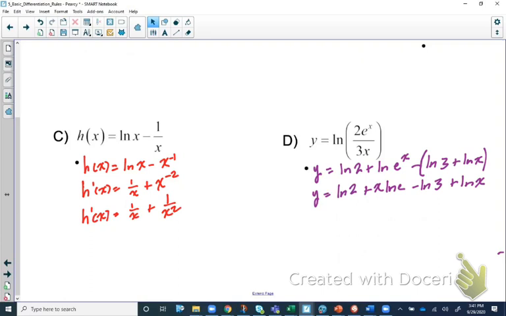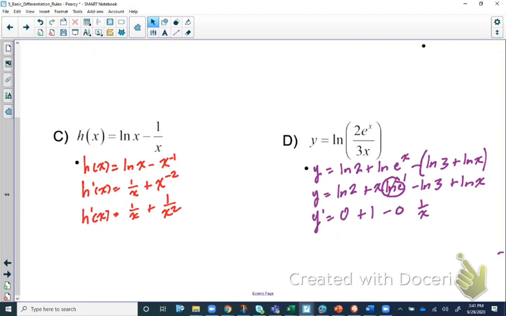The natural log of 2, if I try to take the derivative of that, that's a constant, so the natural log of 2 is going to have a derivative of 0. So y prime, the derivative here is 0. Natural log of e simplifies to be a 1, so the derivative of the x is going to be a 1. The derivative of natural log of 3, again, that's a constant, so that's a 0. And the natural log of x is going to be 1 over x.